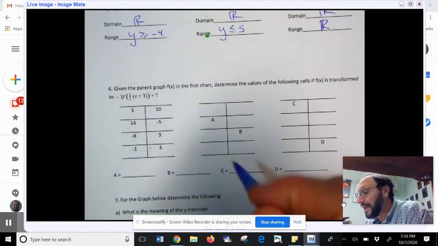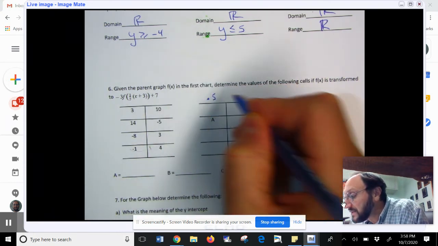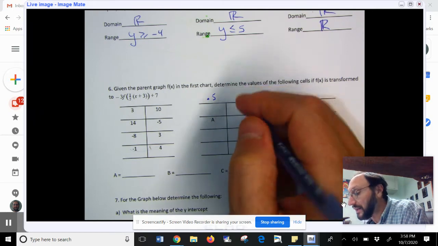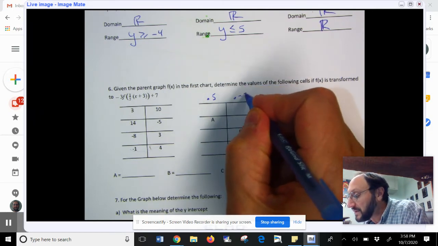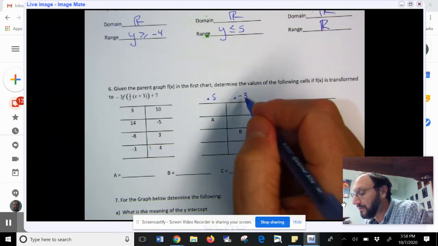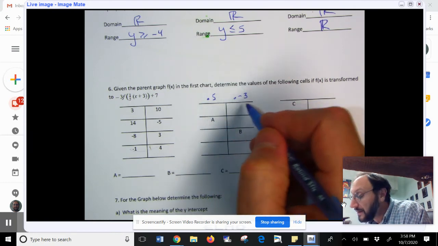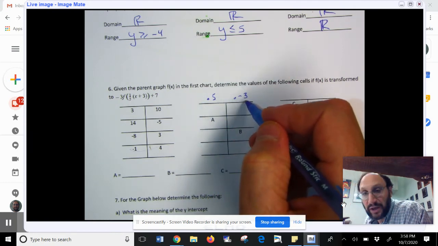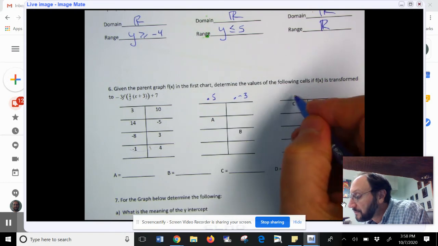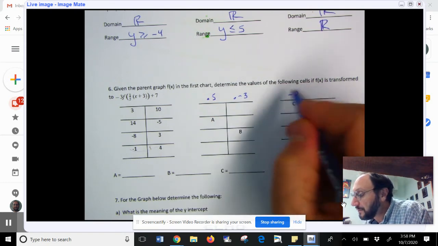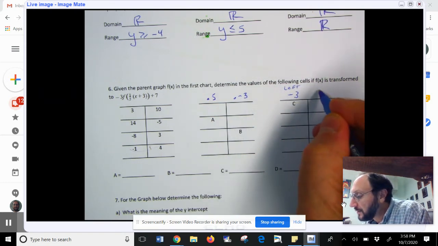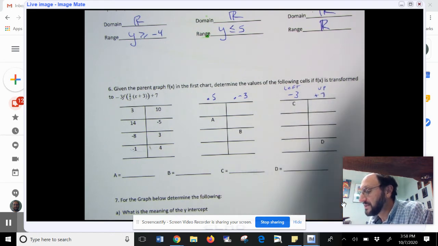So if I was going to label my charts, I'd say this is a horizontal dilation by 5, and this is a vertical dilation by -3, which also flips it over the x-axis. These are going to the left 3, and these are going up 7, so they're plus 7.